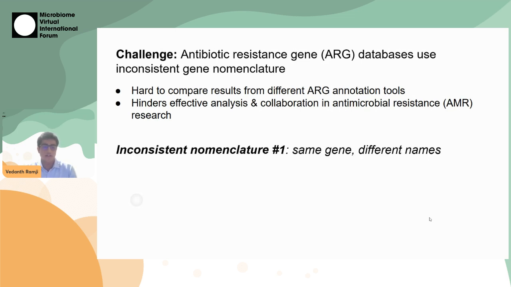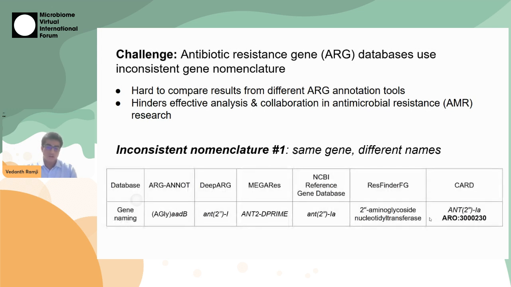This inconsistent gene nomenclature is really of two types. The first one is when ARG databases assign different names to the same gene. For example, this particular gene conferring resistance to aminoglycosides has 6 different names across 6 databases, meaning a naive string comparison between them would be incredibly challenging.